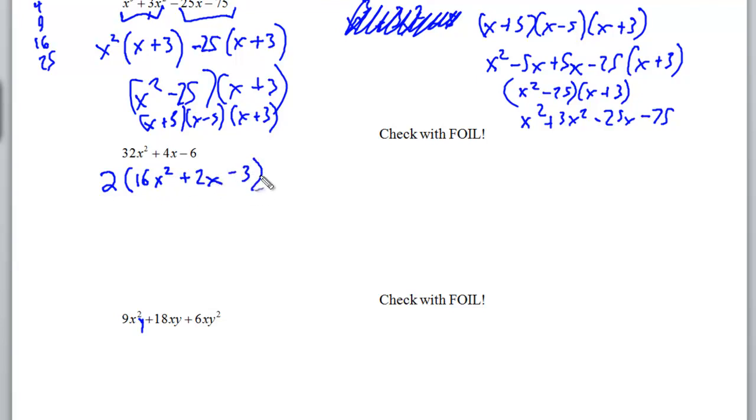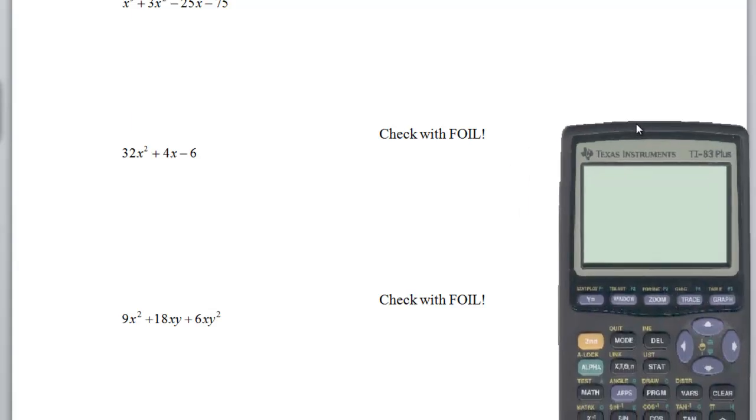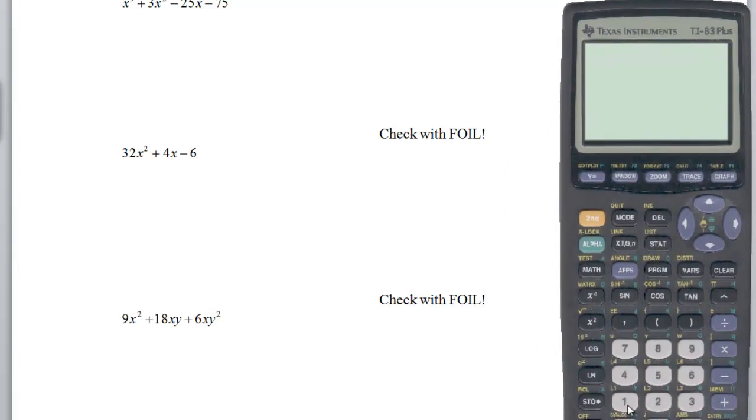Now, this problem doesn't get as small as I want it to be, because you'll notice that this is still a trinomial, and it's a difficult trinomial because of 16 times negative 3. If you grab your calculator, this is kind of important to show you here. I'm going to take 16, turn my calc on, 16 times negative 3, and that gives me negative 48.